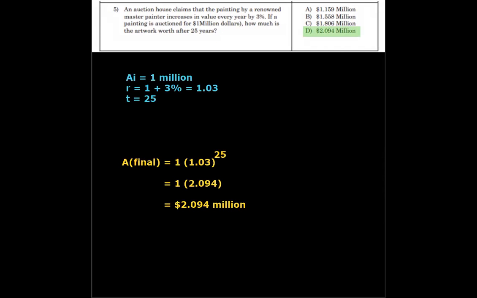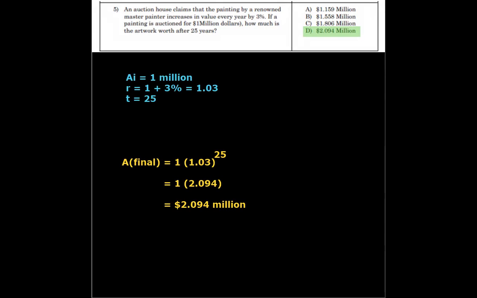Question 5. An auction house claims that the painting by a renowned master painter increases in value every year by 3%. If a painting is auctioned for $1 million, how much will this artwork be worth after 25 years? Well, the initial value is 1 for 1 million. The rate is 1.03, and the time is 25. Multiplying this exponent, we have 1.03 to the 25th is 2.094.